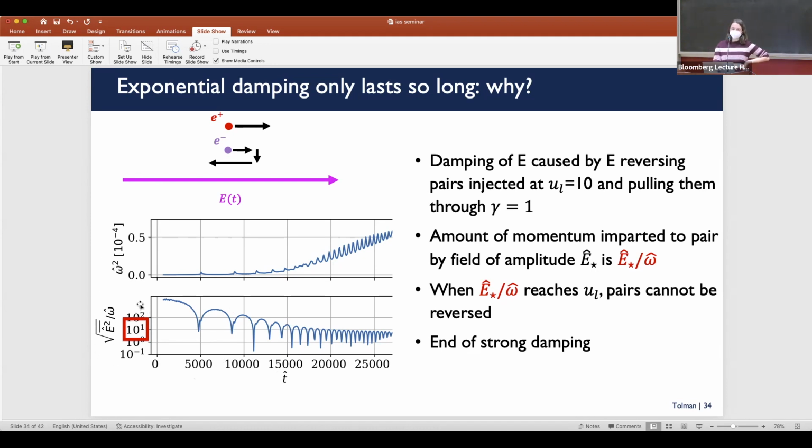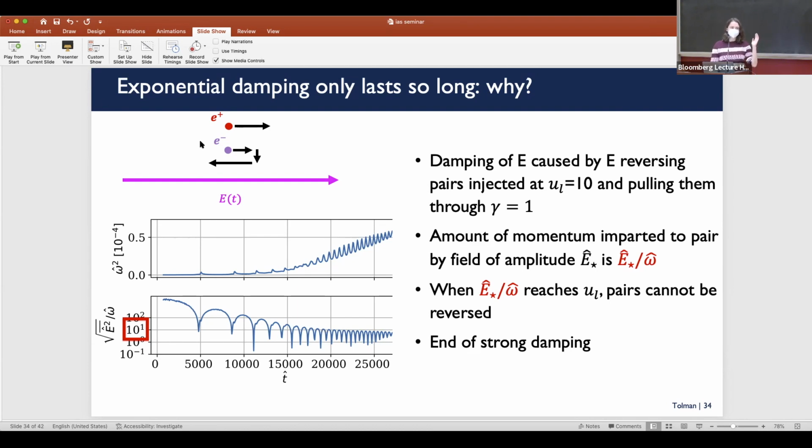And initially, the electric field is very strong. So the change in the pair momentum, I should say quiver momentum, is very, very strong initially. So this is really tearing these pairs away from their initial injected momentum. But as the wave damps, the amount of momentum change that you can get from the wave is going to get smaller, right? And at a certain point, it will get to be equal to the injection momentum of the pairs themselves. So at this point, the wave is not strong enough to reverse these pairs.